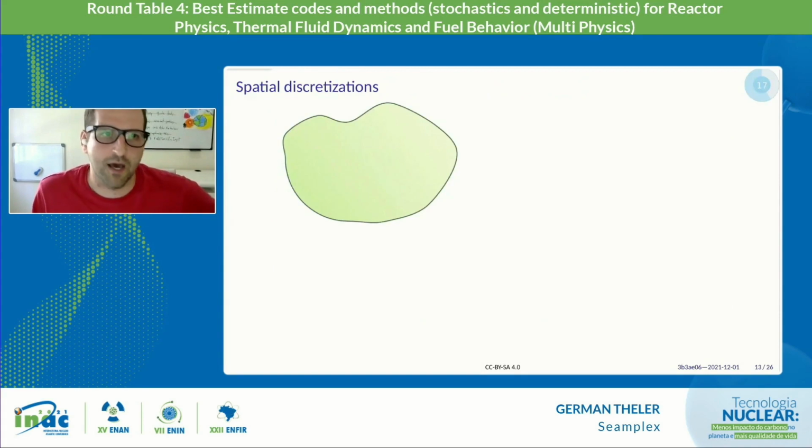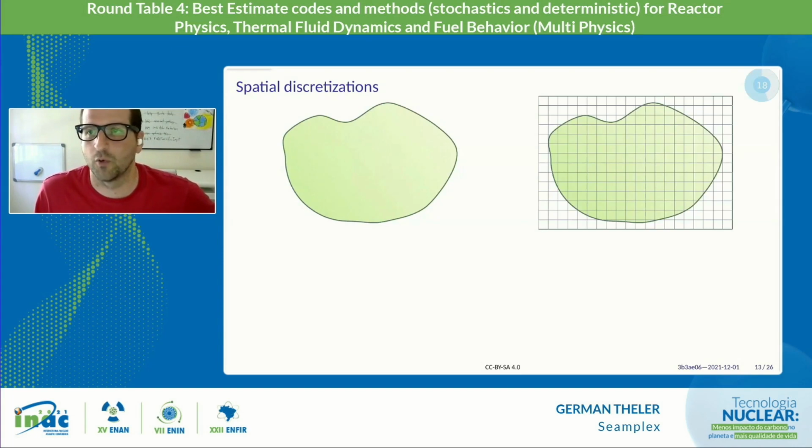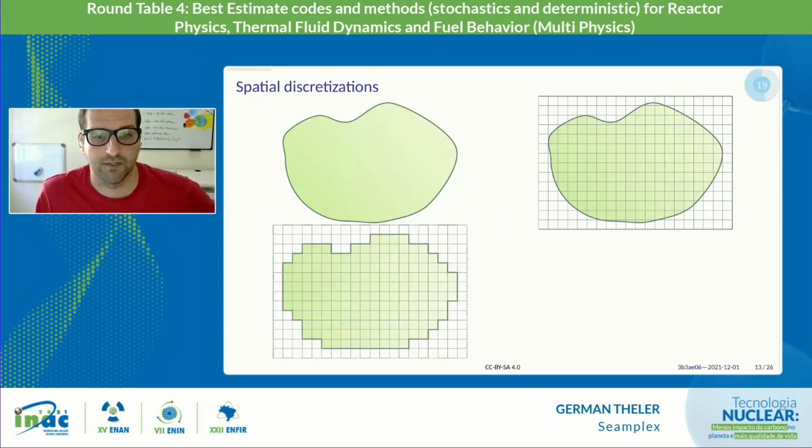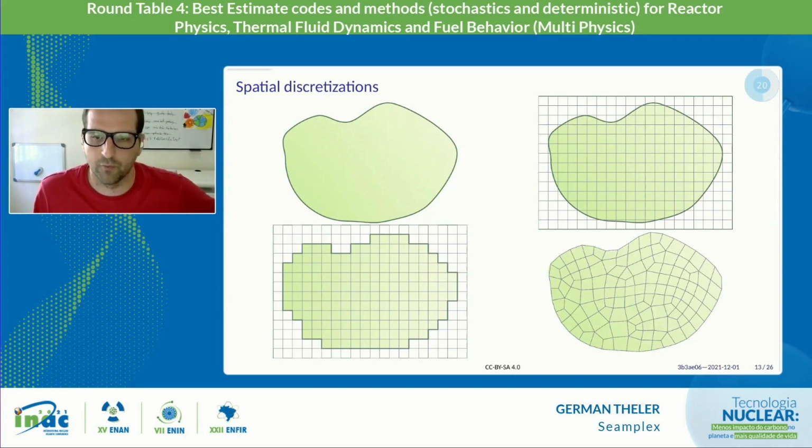Let's go back to the how. So we have a domain, and we want to solve a partial differential equation in it, in particular the neutron transport or diffusion equations. The traditional way to go is to put a structured grid over it and discretize it, so you have this so-called staircase effect. And instead of doing this, I said, why don't we do it this way and use unstructured grids?